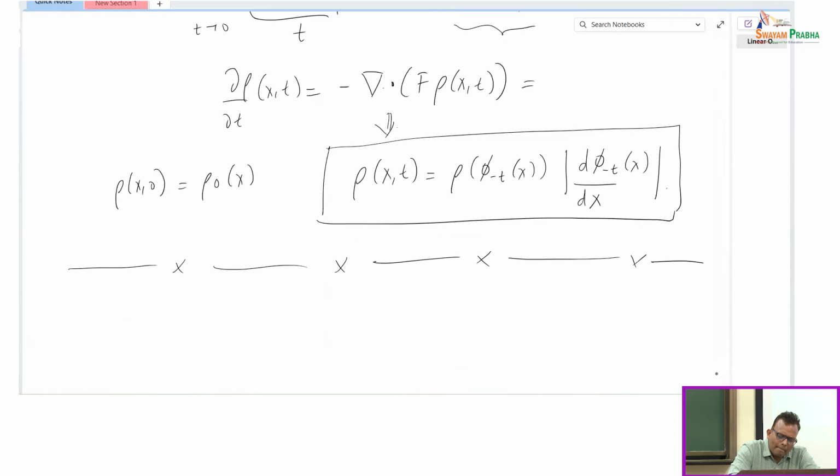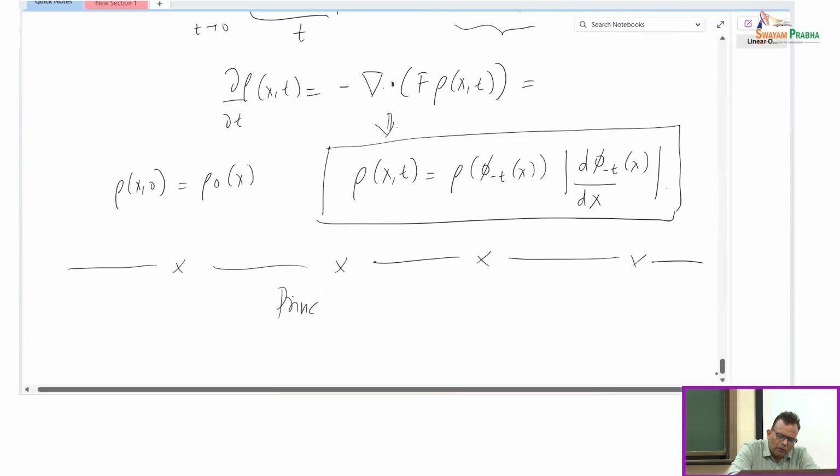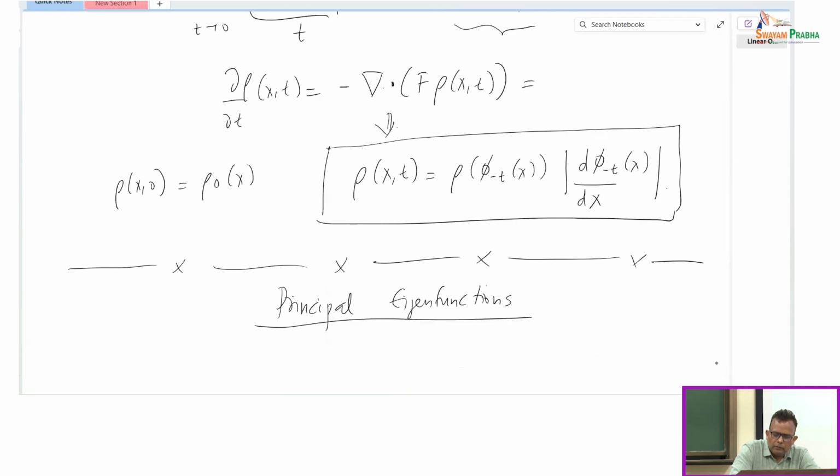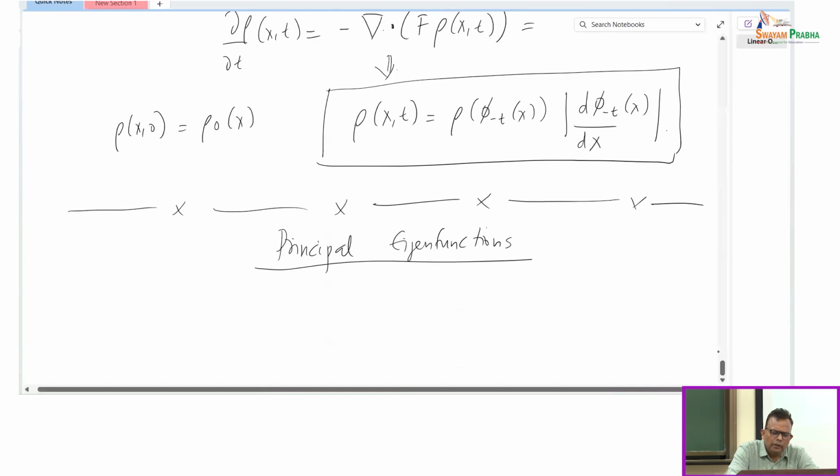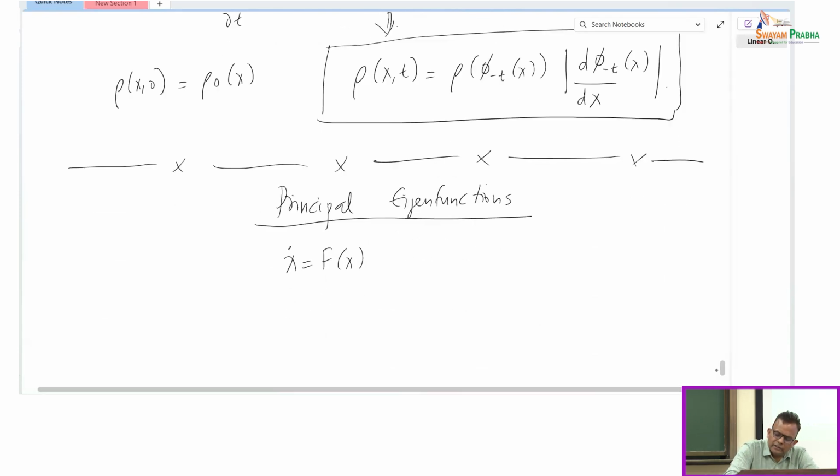Let me now talk about what are called the principal eigenfunctions. We're now going to put a little more structure to this. Let's say I have x dot equal to f of x, a continuous time system, and then you do a linearization. Let's split the system into a linear part and a nonlinear part, which you can always do without loss of generality. What I mean by that is I can write this as Ax plus some fn of x.